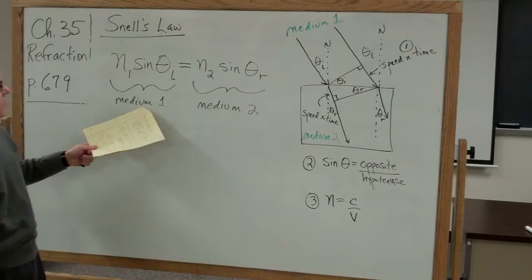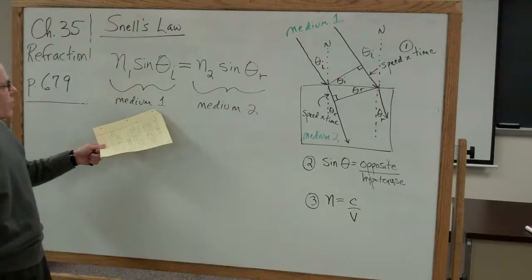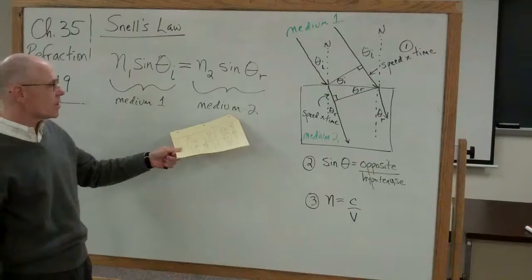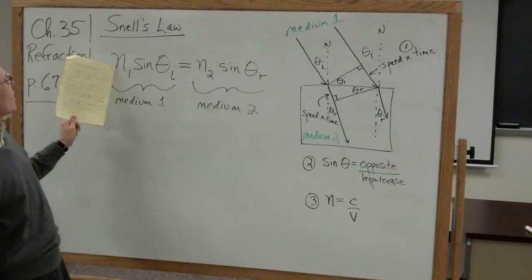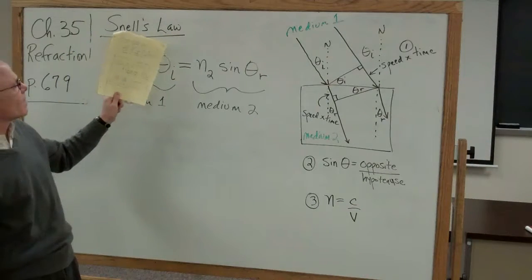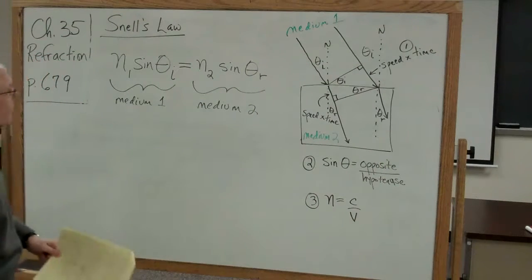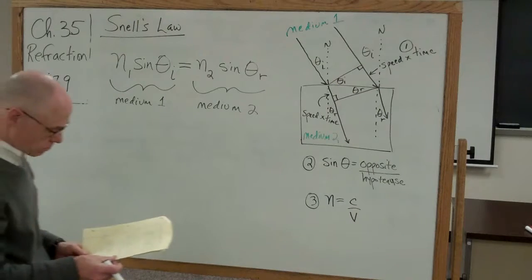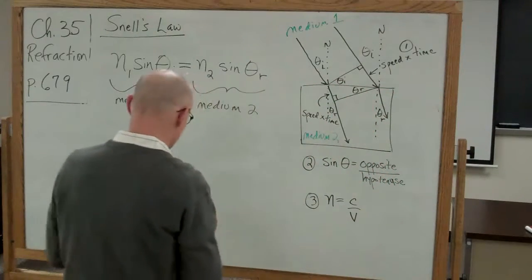So the way we're using this is medium 1 is the medium through which the incident ray is traveling. Medium 2 is the medium through which the refracted ray is traveling. So index of refraction times the sine of the angle of incidence equals index of refraction times the sine of the angle of refraction. So let's do an example, top of page 683, to show you how this works.